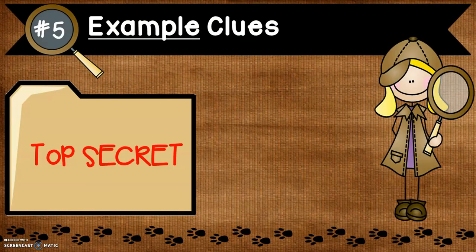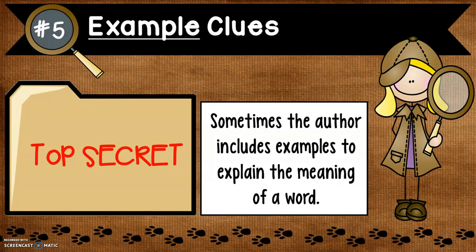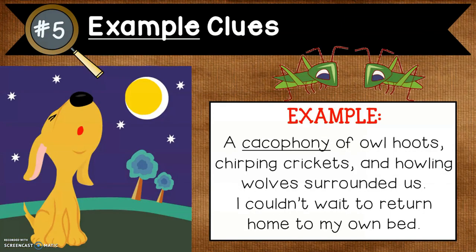And then the last one is examples, okay? Sometimes the author includes examples to explain the meaning of a word. A cacophony of owl hoots, chirping crickets, and howling wolves surrounded us. I couldn't wait to return home to my own bed. Okay? So you can see here they give us owl hoots, chirping crickets, and howling wolves. Those are all examples of a cacophony.